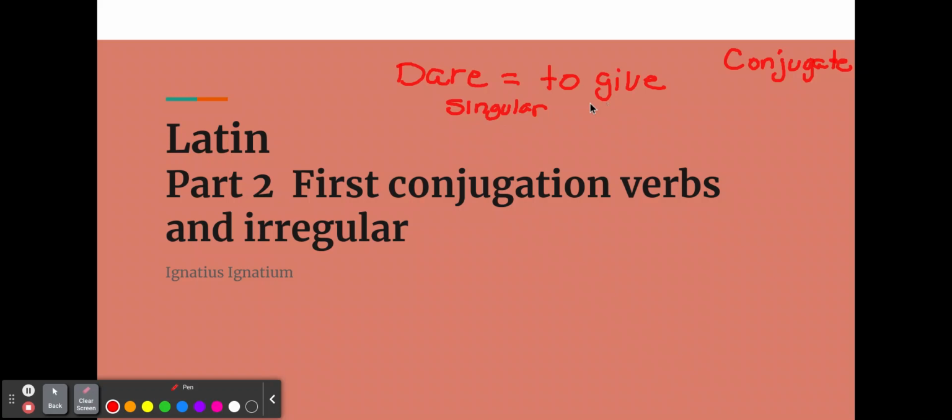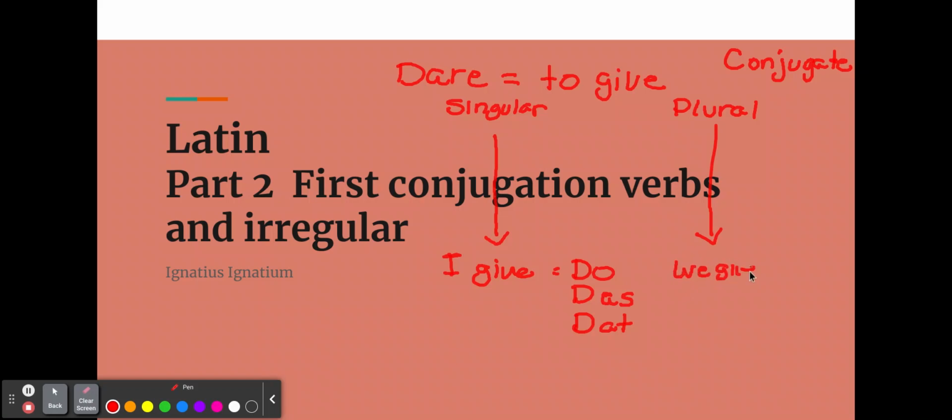And so in the singular, do you remember how to conjugate dare? That'd be the singular and the plural. Let's bring the arrows down. So you have "I give" in English. Well, that's do. And you give, remember? Das. And you've got to remember the endings, right? We have o, as, at. Dat will be he, she, it gives. And then the plural, we give. Do you remember?